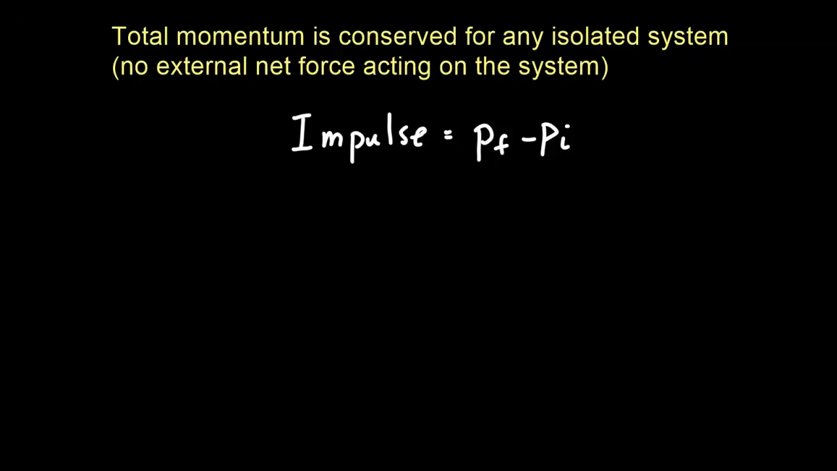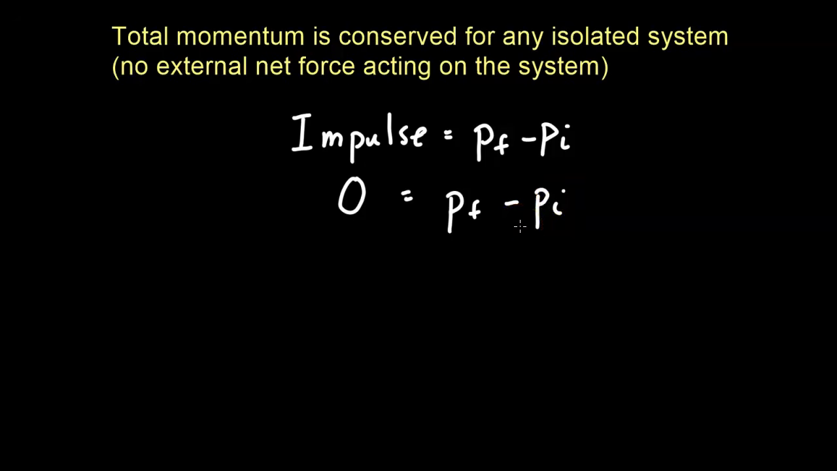The impulse-momentum theorem is super helpful if we can set up a system where there are no external net forces acting on it. If that is the case, then the impulse is going to be zero, because there's no external net force acting on it, and impulse is net force times time. Then that means the change in momentum is going to equal zero.